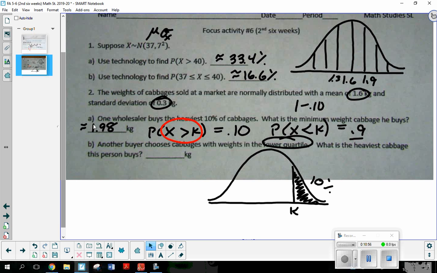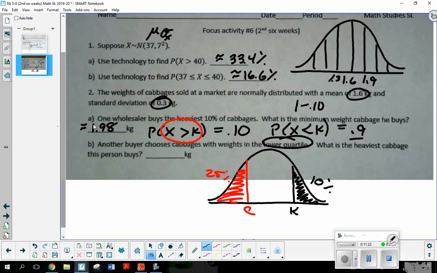The bottom 1/4. So really, we want to look at, let me go ahead and do this in a different color. Okay, we want to look at some value. Let's go ahead and call this C this time because we're dealing with cabbages. So this right here would represent 25%. Okay. So I want all the cabbages that weigh less than whatever that lower quartile weight is.